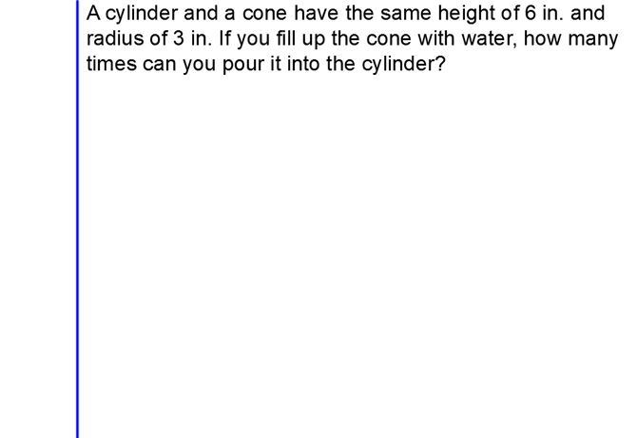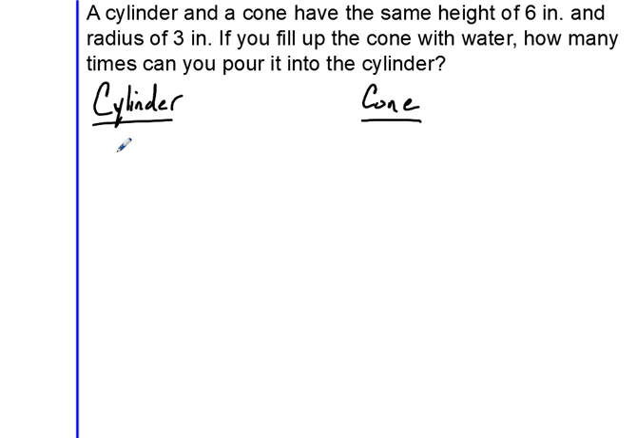In our next example, a cylinder and a cone have the same height of 6 inches and a radius of 3 inches. If you fill up the cone with water, how many times can you pour it into the cylinder? So we need to find two different volumes. What is the volume of the cylinder? And what is the volume of the cone? And then once we find these two volumes, we'll see how many times the cone volume goes into the cylinder volume.